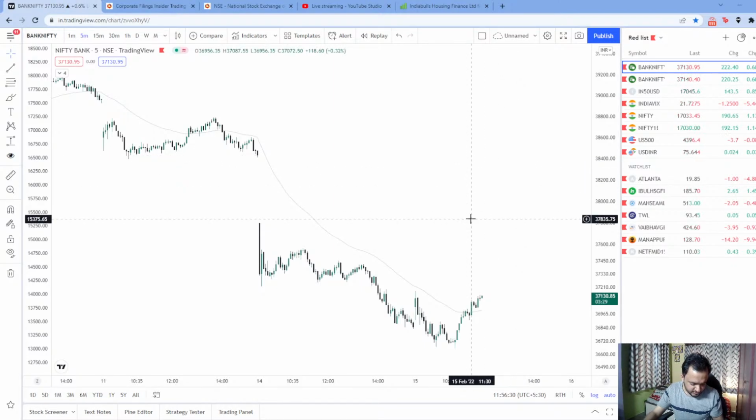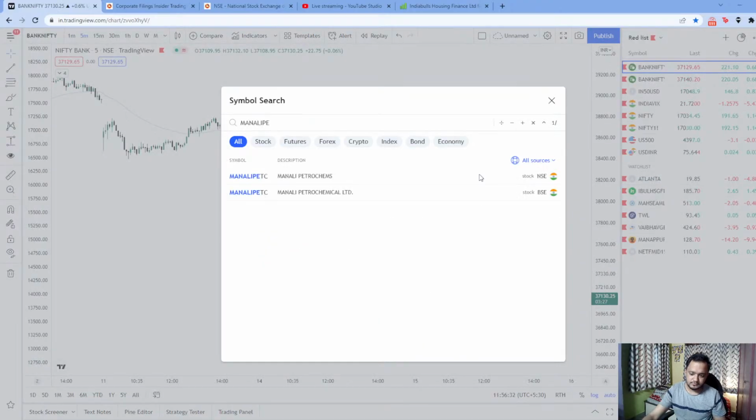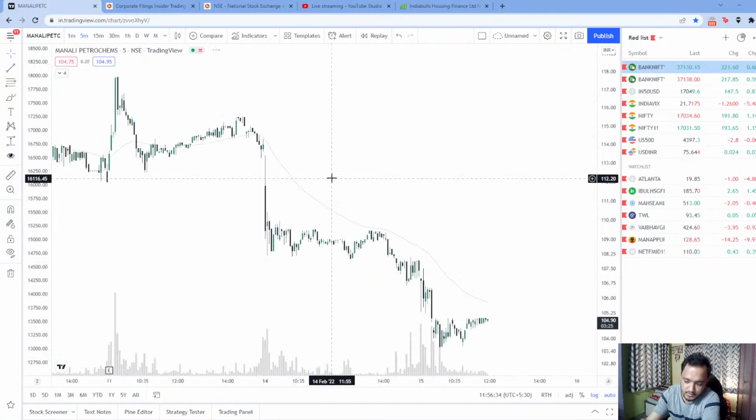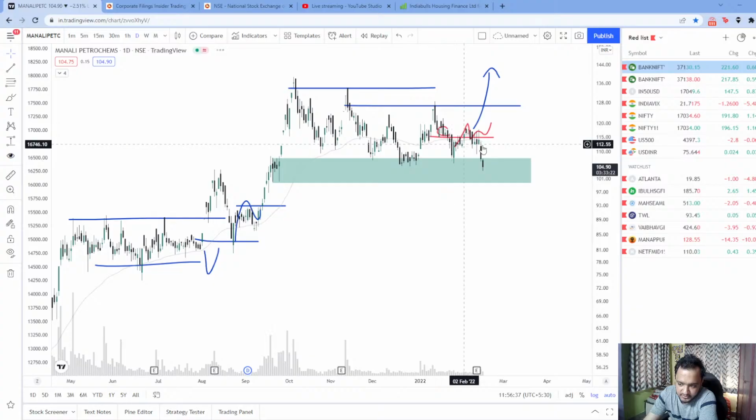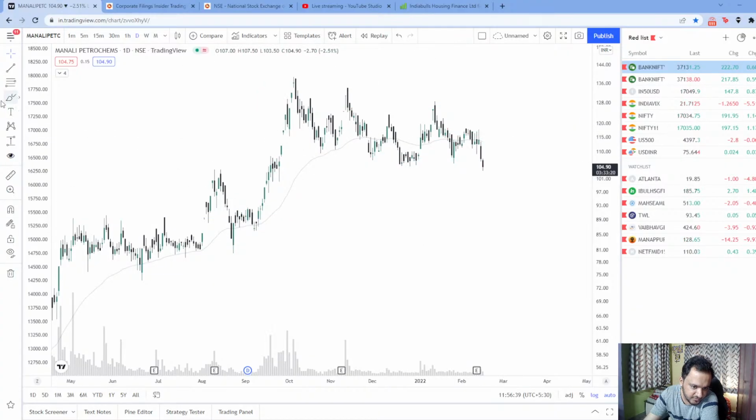Right, Manali Petrochem. All right. This has come down to the demand zone. That was the fear because the market has come down. So I think you should exit now. If it starts to break this low, which is around 100, you should exit. So you can hold till then.